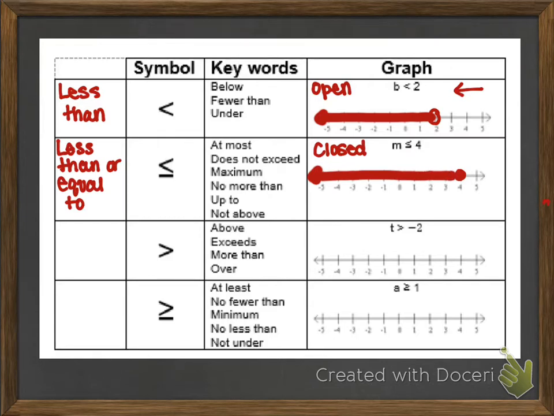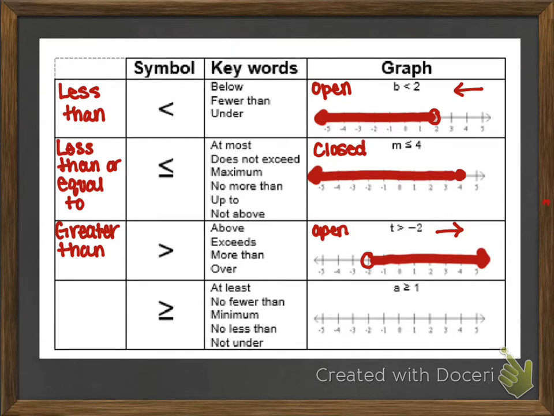Our next one is greater than. And our keywords are above, exceeds, more than, or over. T is greater than -2. It does not include -2, therefore we have an open circle at -2. My variable is on the left-hand side, which means I can use my inequality symbol to draw an arrow, and I am shading to the right.